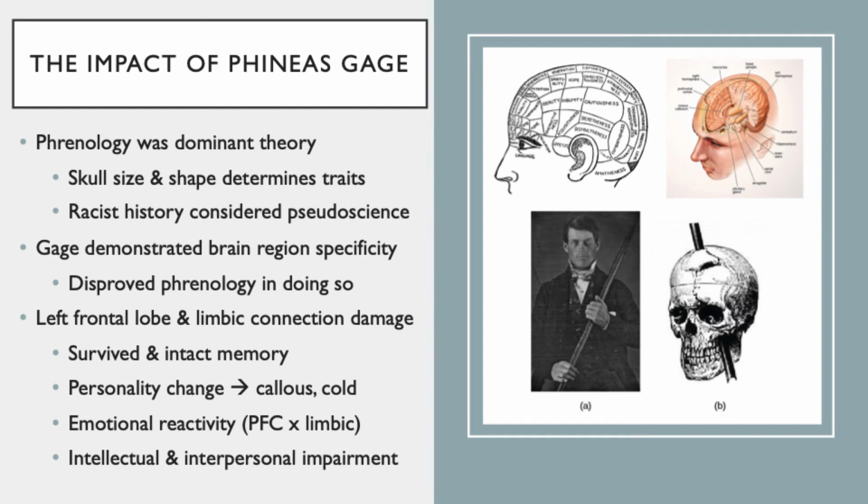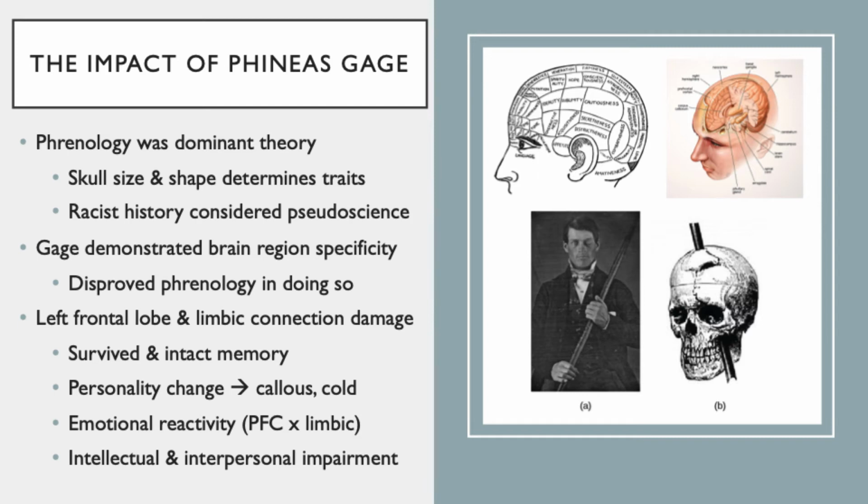His case disproved phrenology's assertion that personality, and intelligence for that matter, were related to the size and shape of the brain rather than the structure and function of it. He was a different person after the accident, the extent to which is widely debated, which speaks to the importance of the frontal lobe in shaping our personalities, intellectual capabilities, and other important functions.